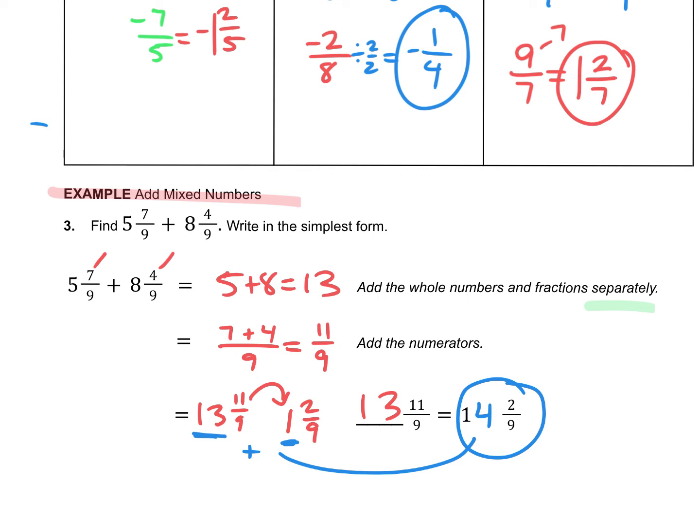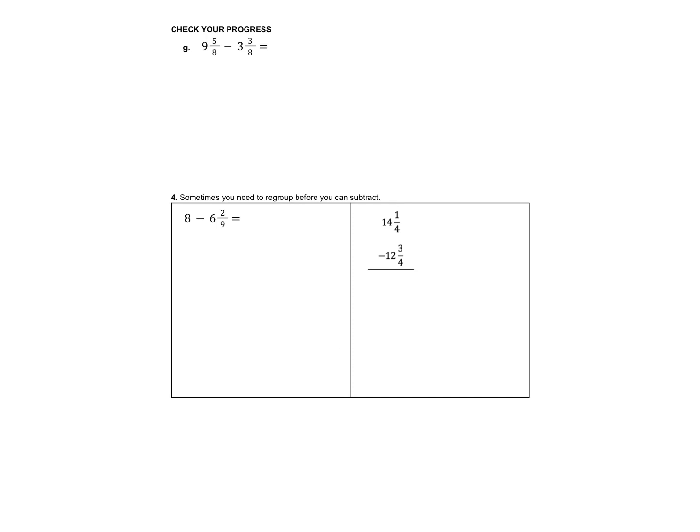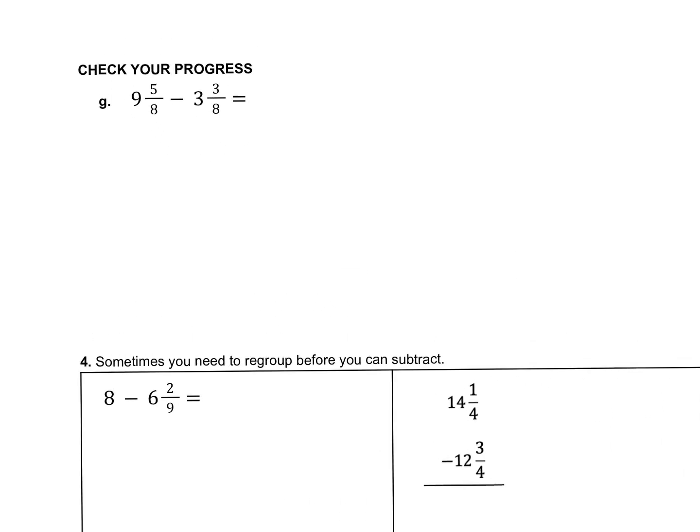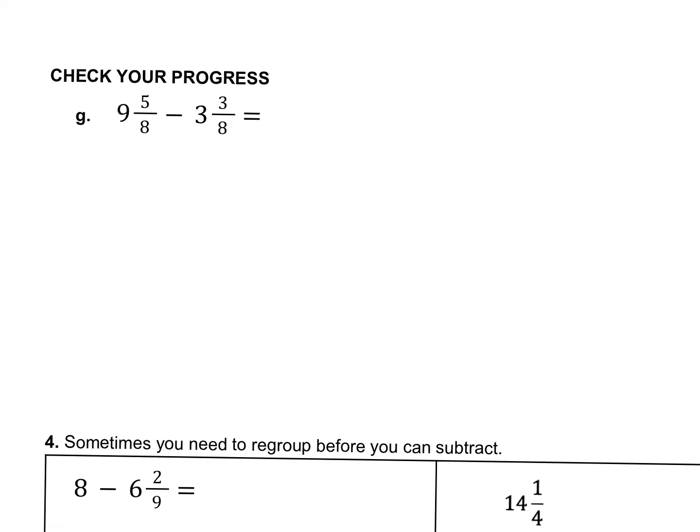Here we would have a proper mixed number, right? So this was an improper mixed number. We want our proper mixed number, our fractions, not improper. All right, a great time for you to check your progress. Now we have a subtraction one. So we are going to subtract and go from here.